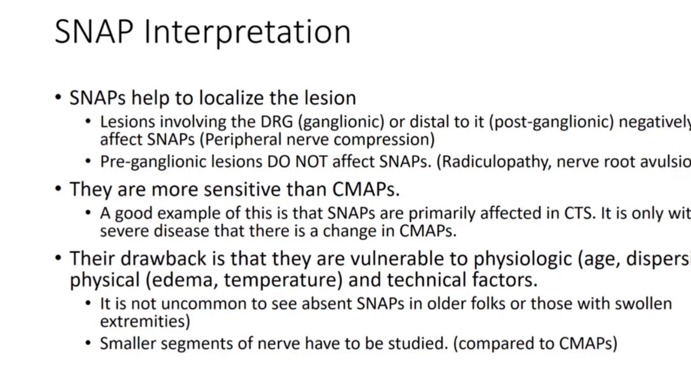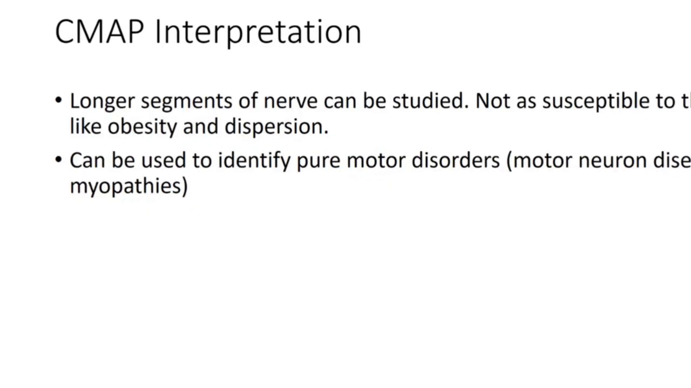The other issue is that the further away you stimulate from the recording, the more of a change in the waveform you can see. It gets smaller and smaller, and that is difficult to interpret sometimes. That's called temporal dispersion, and that's why with sensory nerves you have to do smaller segments when you study them. With CMAPs, longer segments can be studied, so you don't see a change in the amplitude just because you're stimulating further away. They're also less likely to be affected by body habitus. And they help you determine between a pure motor issue, like a myopathy, or an upper motor neuron issue, like motor neuron disease, from other issues that could involve both sensory and muscle components.